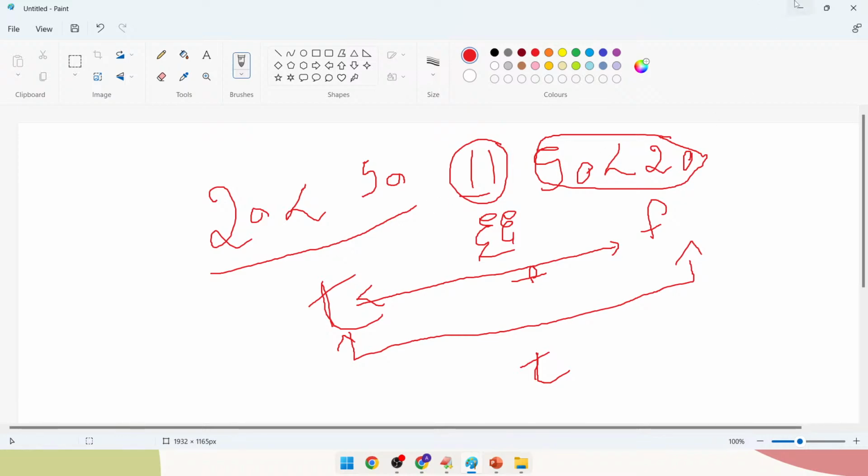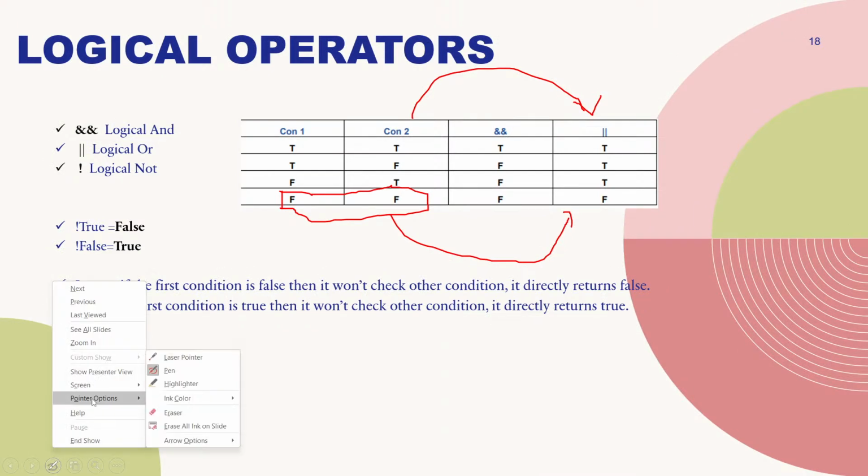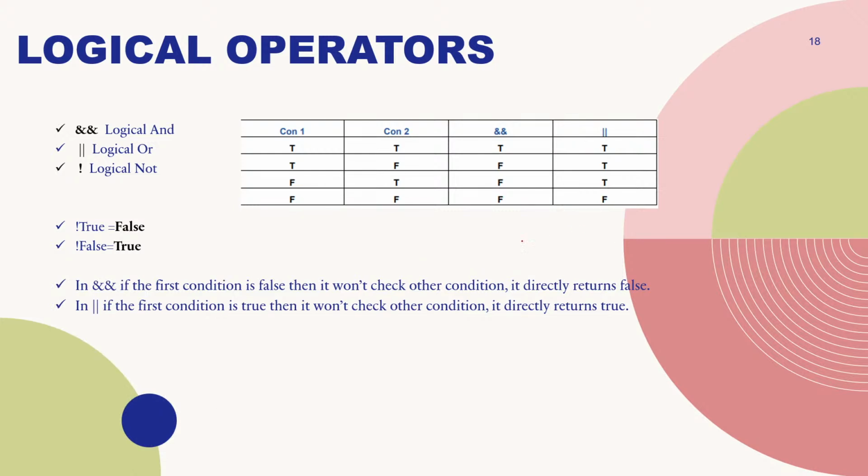Okay? Follow this table, guys. By seeing this table only, you can get a clear idea. Condition 1 is true and condition 2 is true: AND will give you true, OR also will give you true. If the first is true and the second is false, logical AND will give you false, but logical OR will give you true.